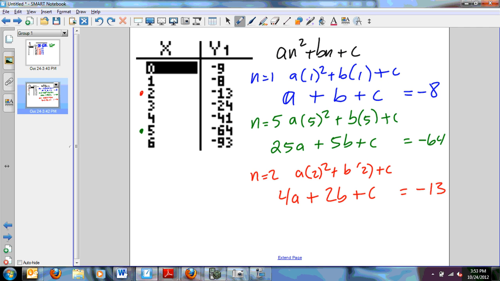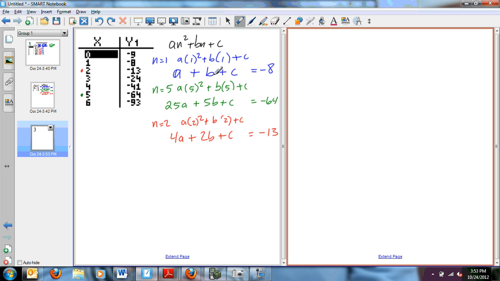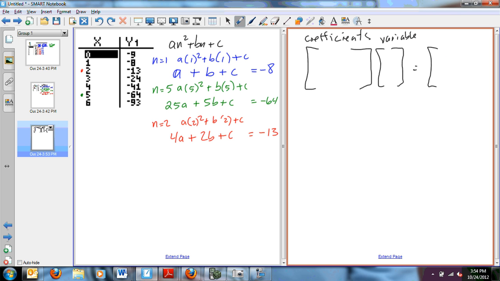So how we set up the matrices is we're going to make a coefficient matrix. Add a page here and go split screen. And we're going to use the blue, green, and red equations. The first matrix is going to be your coefficient matrix. You're going to take the coefficients of all those As, Bs, and Cs. Then you're going to have your variable matrix. All your variables are going to be in there. And then lastly, you're going to have your answer matrix.